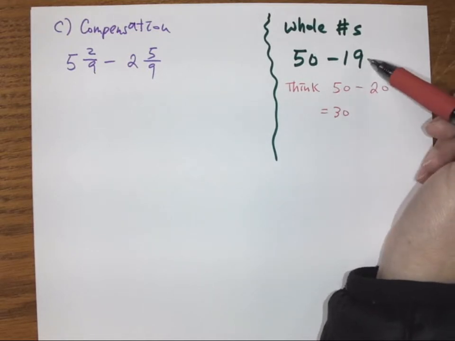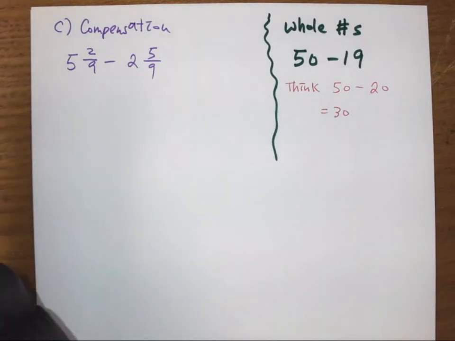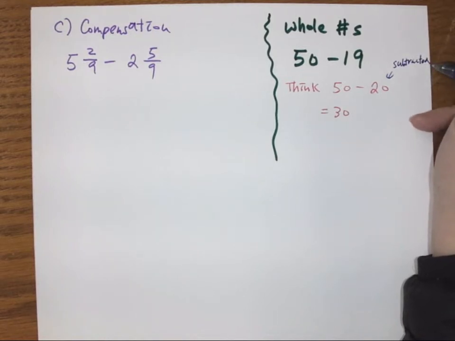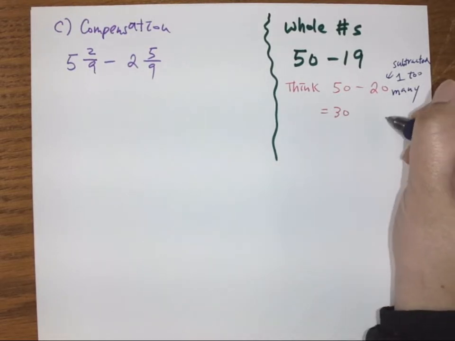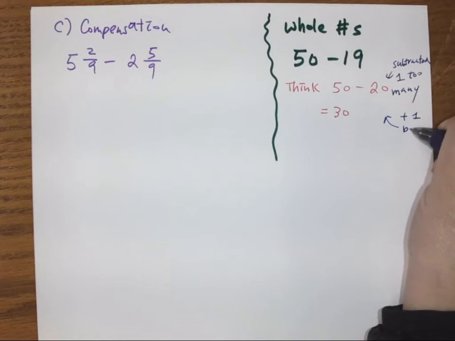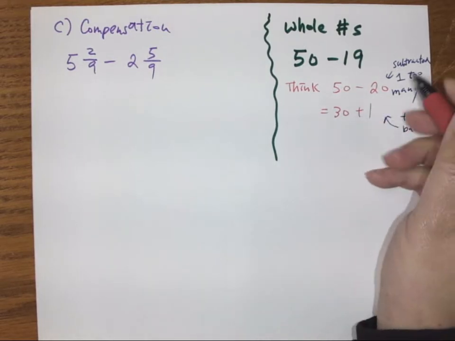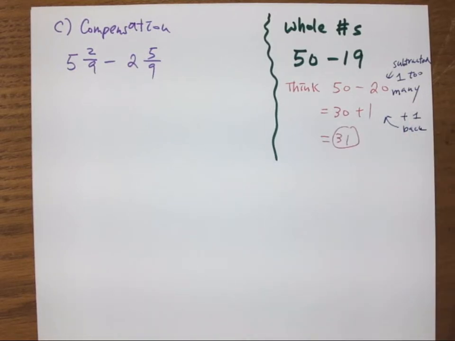50 minus 20 is equal to 30. But I was supposed to subtract 19, not 20. So we subtracted one too many, right? So I need to add one back. So we do that, then my final answer would be 31. So when we do the fraction version, it's very similar to that.